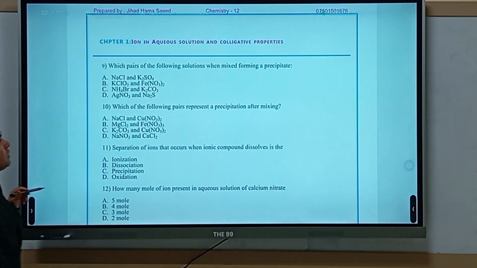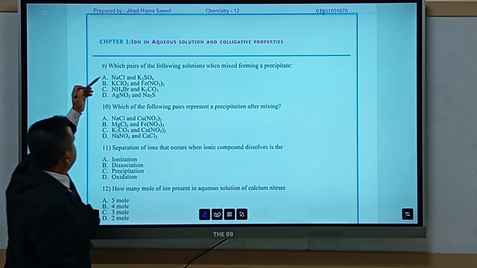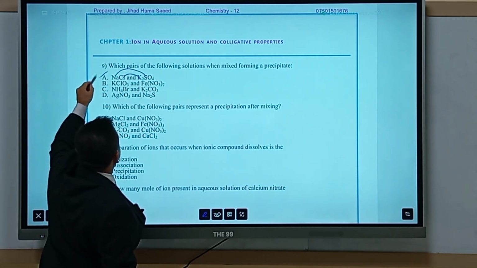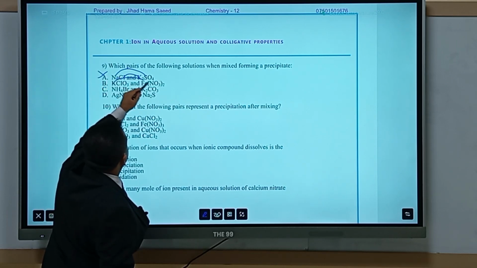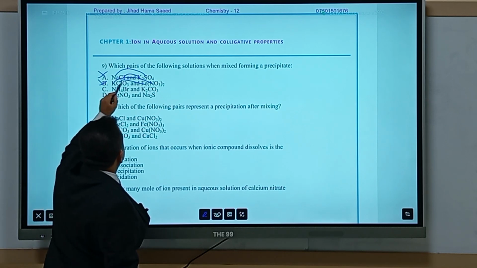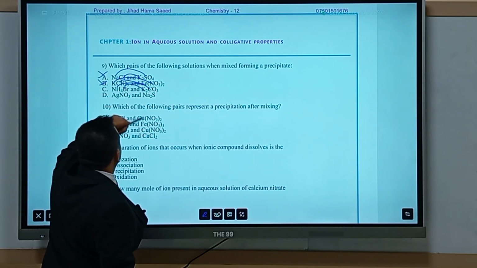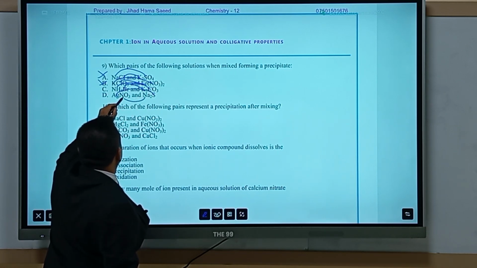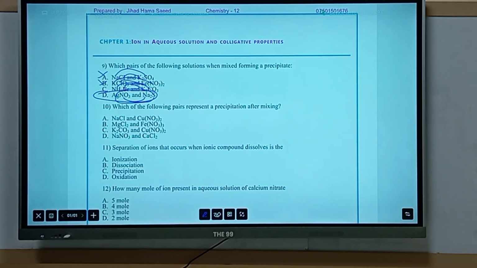Which pair of solutions, when mixed, forms a precipitate? This is simple, guys. Na2SO4 with KCl is not a precipitate. KNO3 with FeClO3 is not a precipitate. NH4CO3 and KBr is not a precipitate. Ag with S, with the NaNO3, Ag2S is a precipitate, so D is the correct answer.